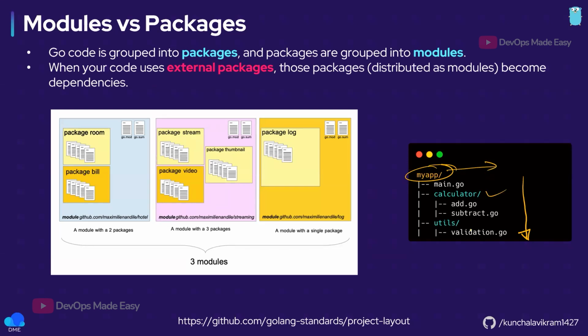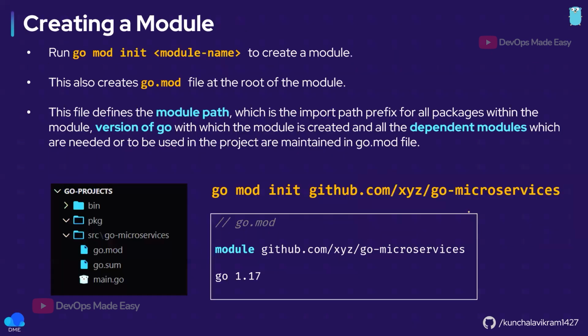Within that normal folder you have two different folders, we call them packages. But currently this is not a module, even though you have two different packages. What makes a folder a module is having this go.mod file. So what is this go.mod file?